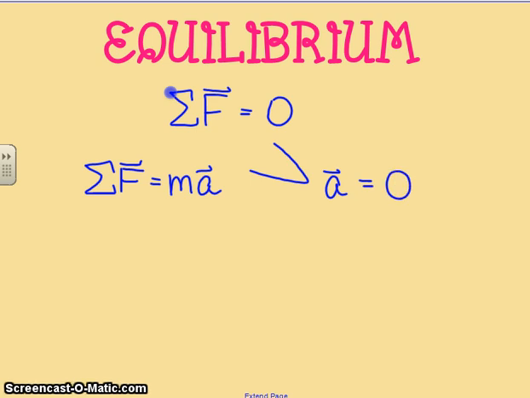An object that is at rest is in equilibrium. But can an object be moving and be in equilibrium? The answer is yes. An object that is moving at a constant velocity, which means that it's moving at a constant speed in a constant direction, is in equilibrium. Because if it has a constant velocity, its acceleration is 0.